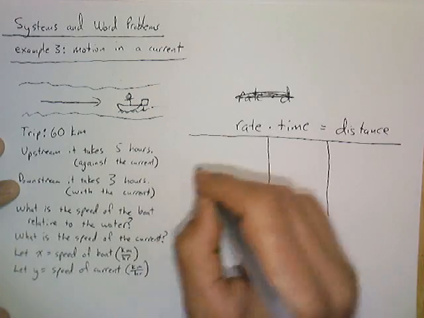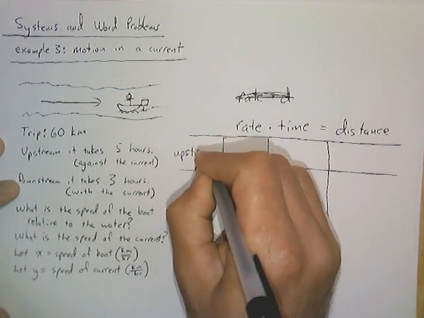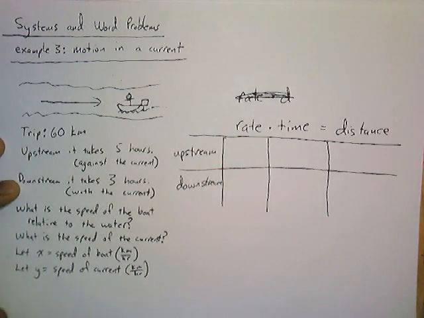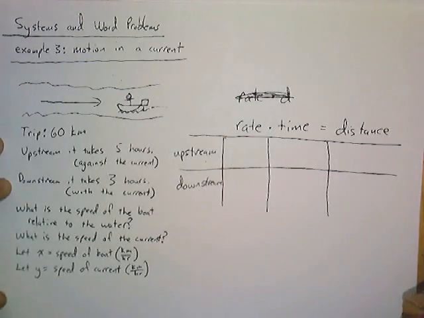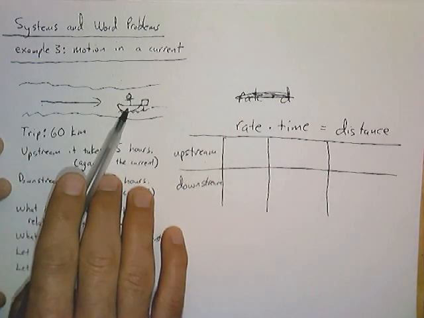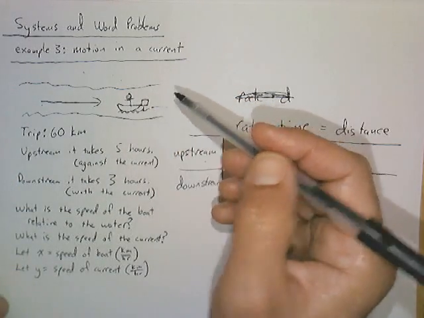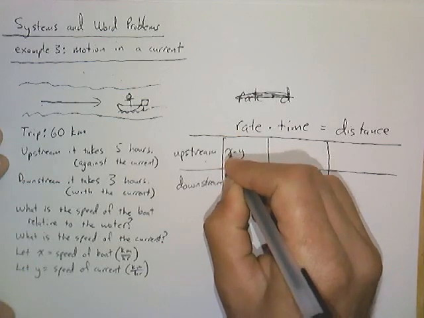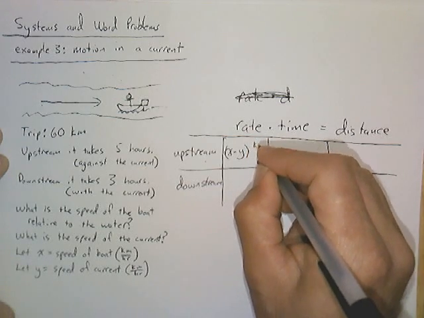And we really only have two different situations here. Upstream and downstream. Now we got to think about this a little bit for the rates. Upstream, well, we've got the speed of the boat going this direction, but the current is going to be moving back in the opposite direction. So the speed of the boat relative to the shore, meaning relative to the trip that he's taking, is going to be actually the difference in the two rates. So it'll be x minus y, the speed of the boat minus the speed of the current. And that's in kilometers per hour.